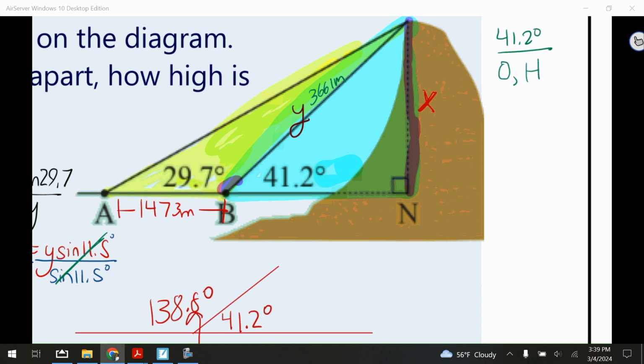So x is the opposite, and what I have is the hypotenuse. I have this 3,661 meters, and we know that's the hypotenuse. Based on our work with right triangle trig, I know that the sine of 41.2 degrees, or the sine of an angle, equals opposite, which in this case is x, over the hypotenuse, which is 3,661 meters. All right, to solve for x, we're going to multiply both sides by that 3661.